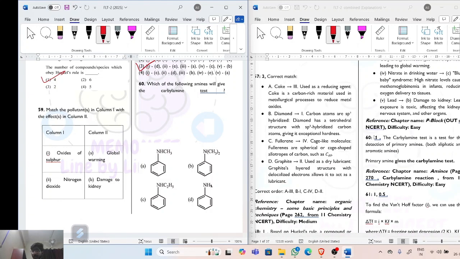So the carbylamine test is a test for the detection of primary amines, both aliphatic and aromatic. Only primary amines can give the carbylamine test. First of all, we can directly see this is a 2-degree amine, not a primary, so it can't give. This is a 3-degree, it can't give. This is also a secondary 2-degree amine, it can't give, but this is a 1-degree amine, so it can give the carbylamine test. So option number 4 is our correct answer.